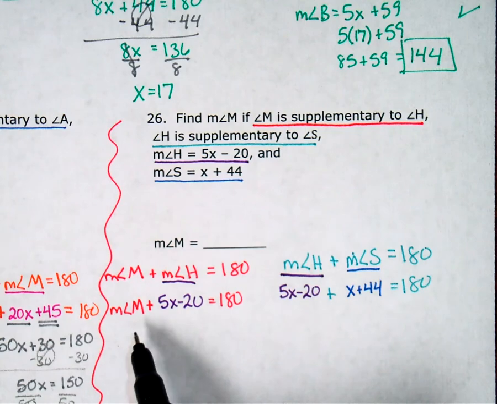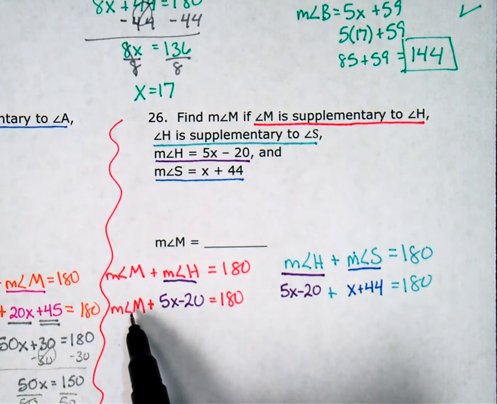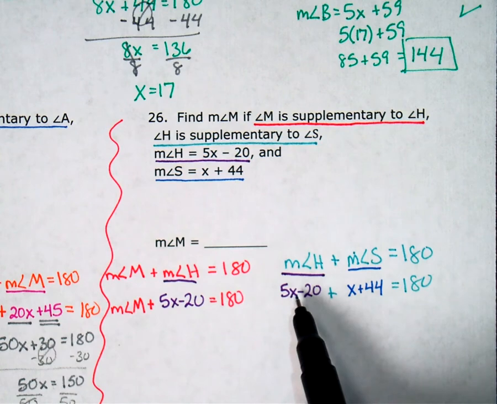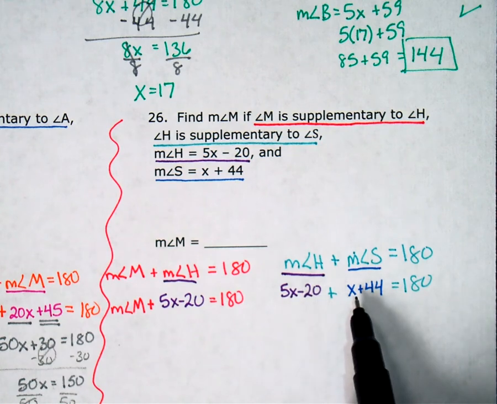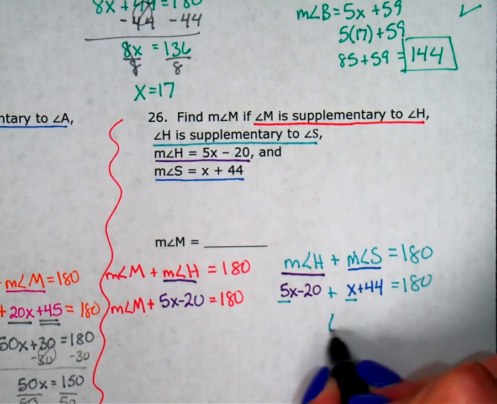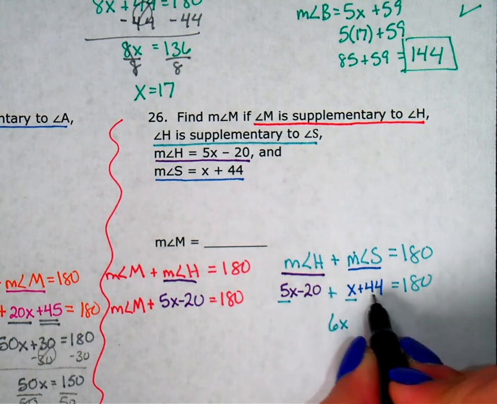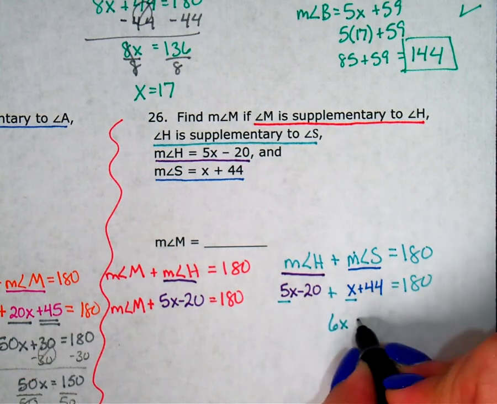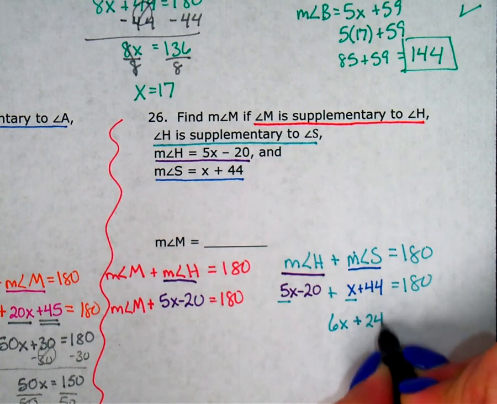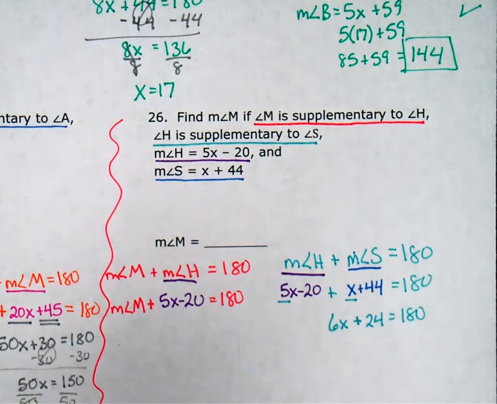Now, again, on this side, I can't solve this one because I have an M and I have an x. So I can't solve because I have two unknown values. But on the right-hand side, all I have is an x. Everything else is a regular number. So I can start by combining my like terms: 6x, negative 20 plus 44 is going to be a positive 24, equals 180.